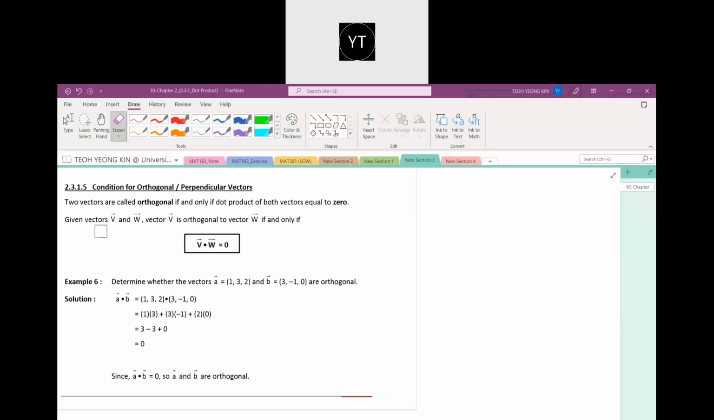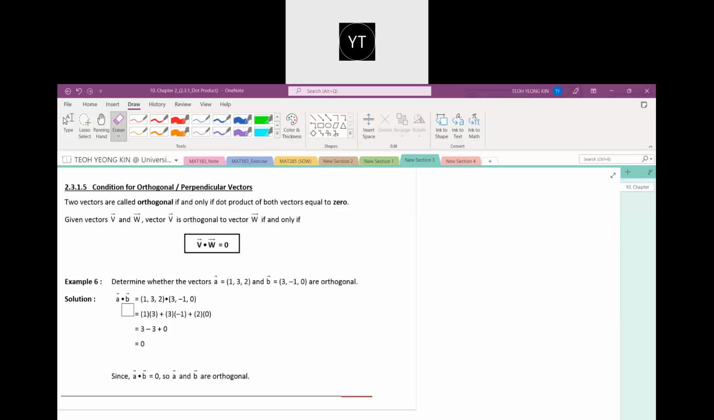So let's say given vector v and vector w. Vector v is orthogonal to vector w if and only if the dot product is equal to 0. If you look at this example, determine whether vector a and vector b are orthogonal. First, we don't know whether it's orthogonal or not, so what we do is we try to find the dot product.